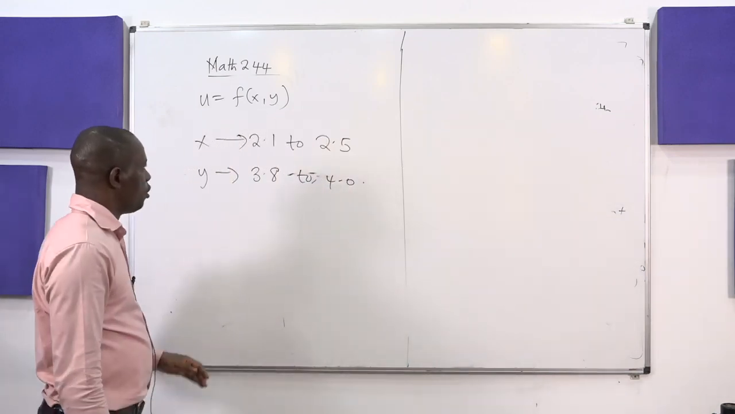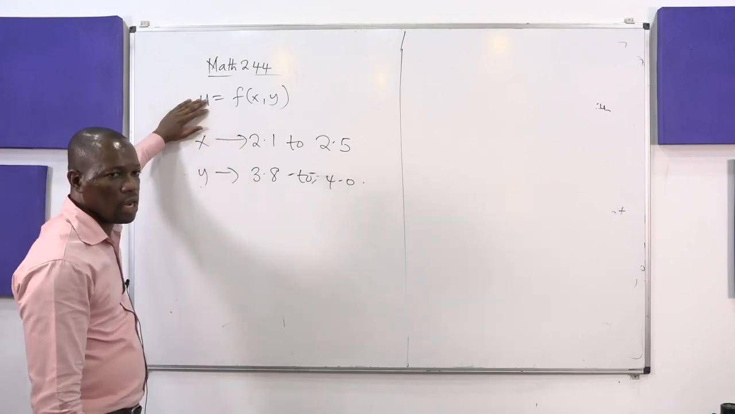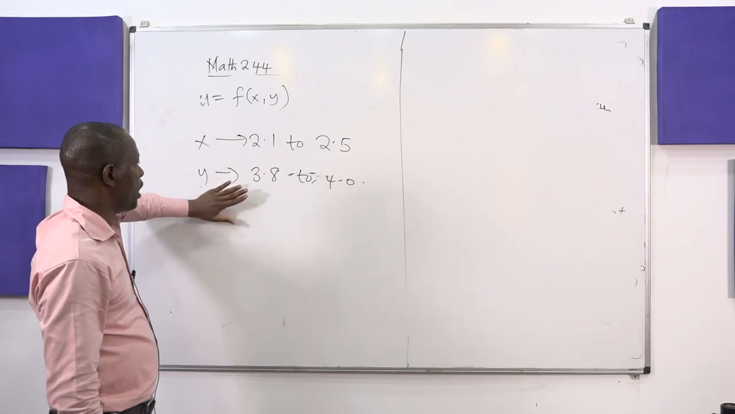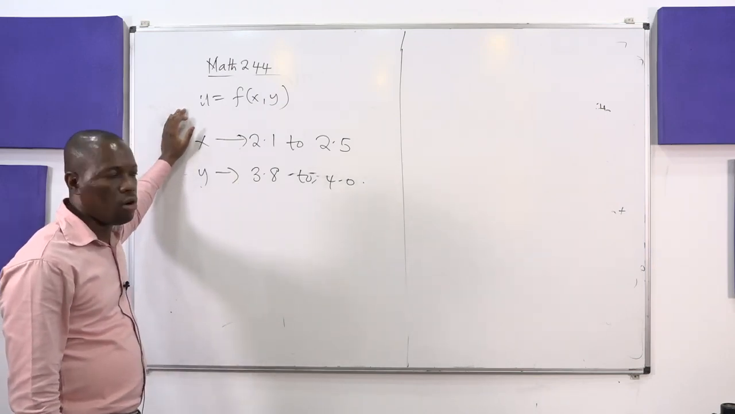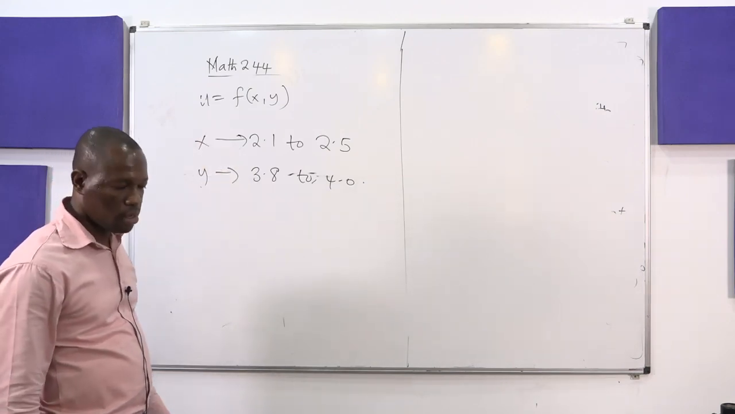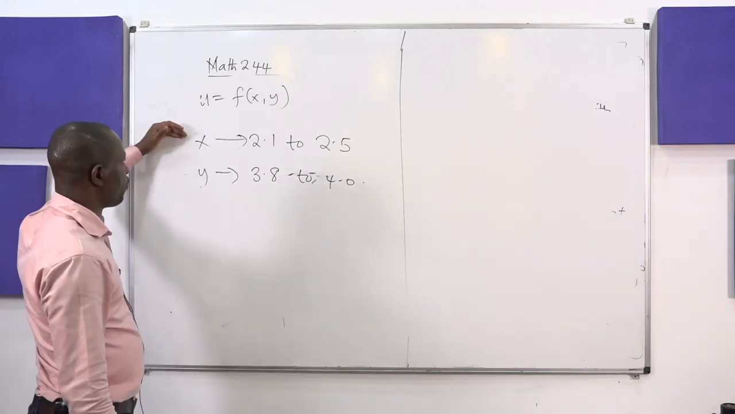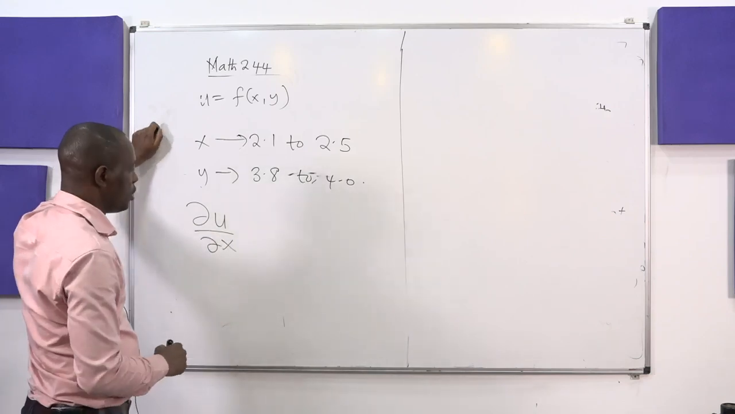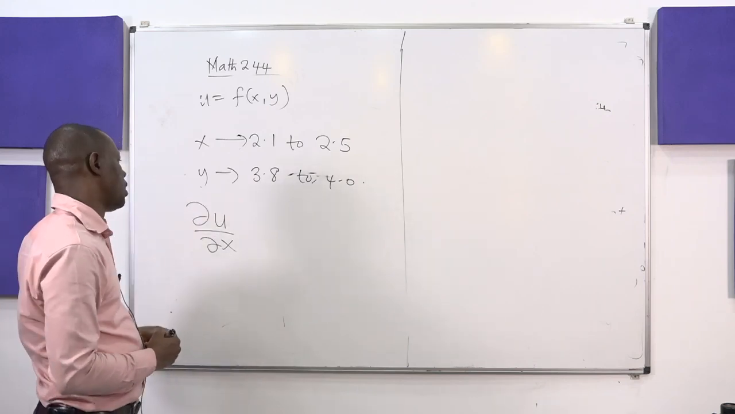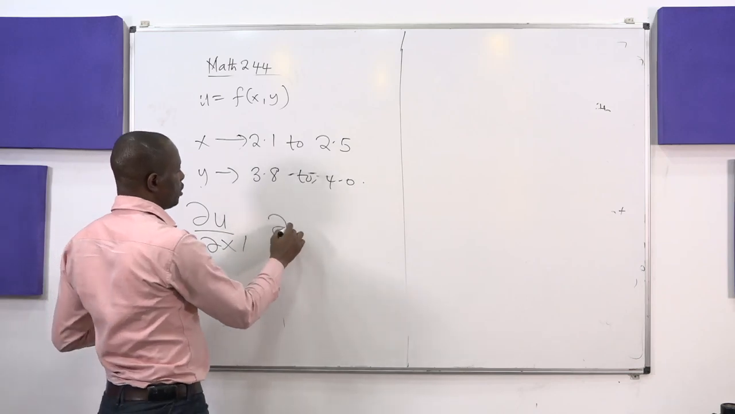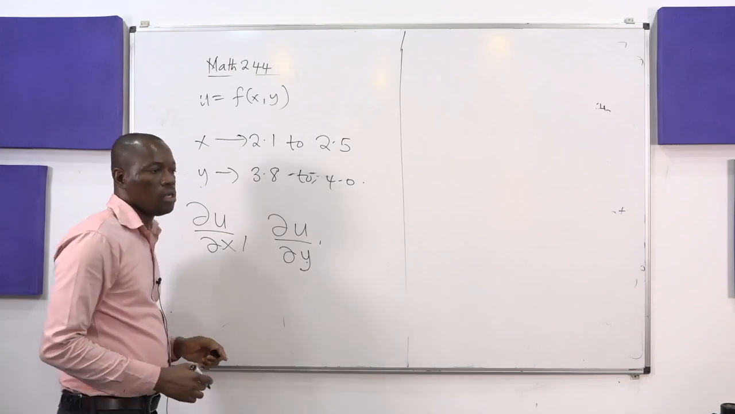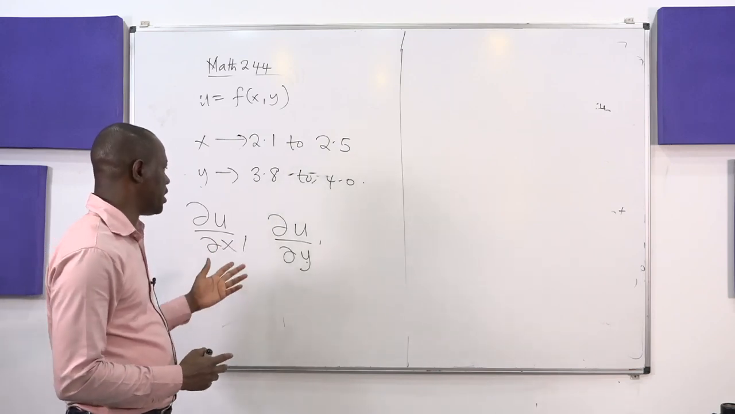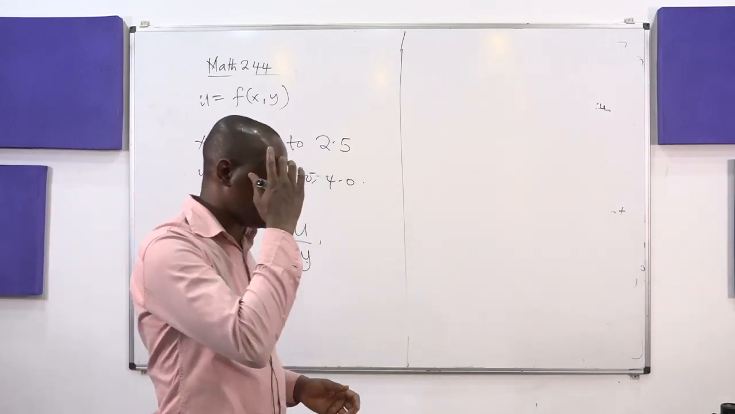We agree that even if this one changes and this one doesn't change, it will affect our output. If x remains at equilibrium and y changes, it will also affect the output. Or both of them may be changing. So here, because there are two, we can find the change of u with respect to x, that's partial u with respect to x. Then we can also find the change of u resulting from the change in y. We call these partial derivatives.